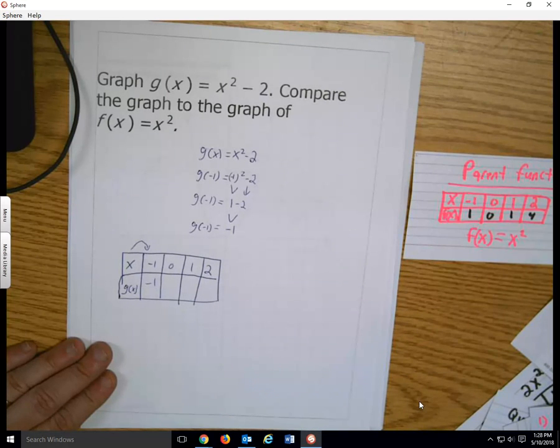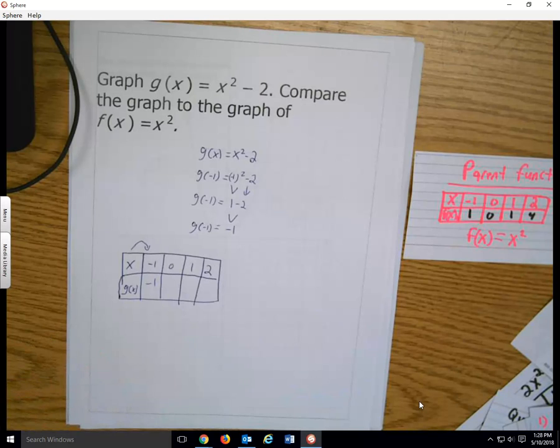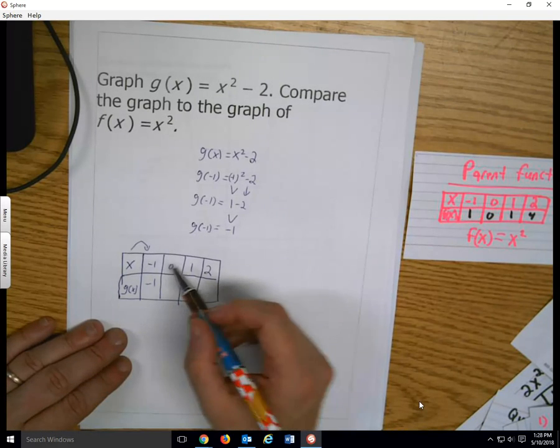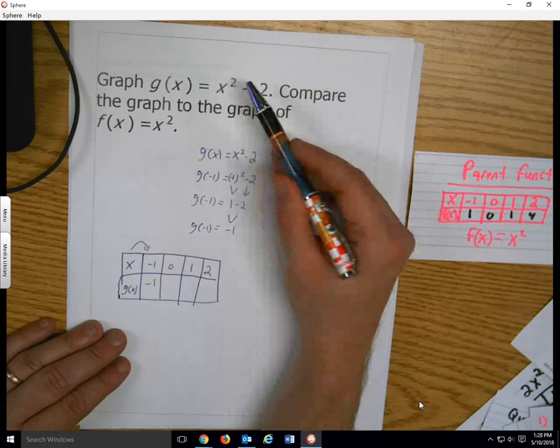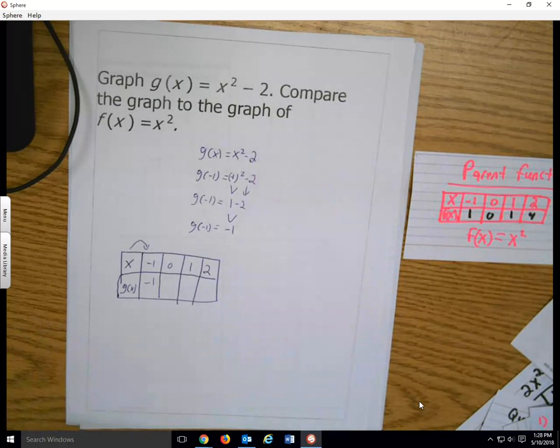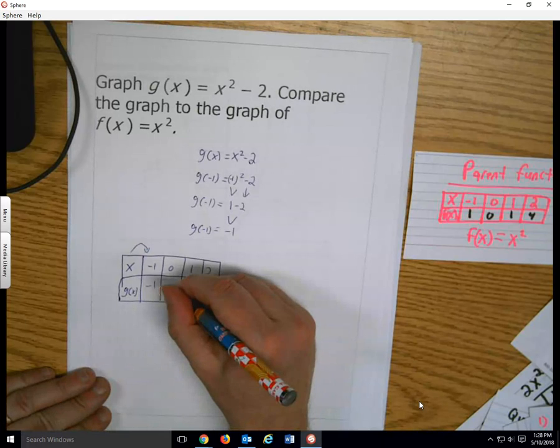Good. Okay, 0 is the easiest of all to do. In fact, we're going to do it in our heads just because it's that easy. If we input a 0, we're going to square 0. Well, 0 times 0 happens to be 0. Then we subtract 2, we just have a -2.